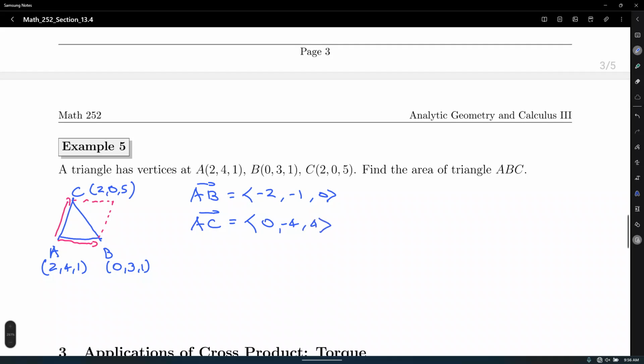Okay? So we have two vectors. Get the cross product. That's going to give us a vector that is orthogonal, and the magnitude of that vector is going to be the area of the parallelogram, then divide by 2 to get the area of the triangle. Okay, let me set up the cross product.